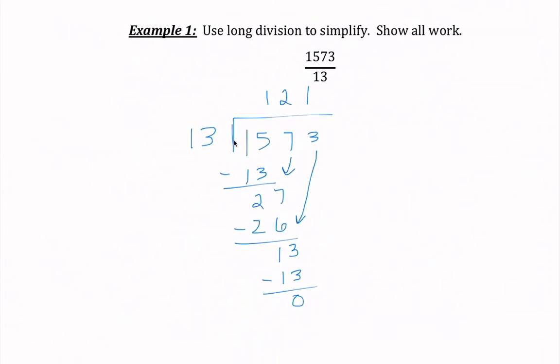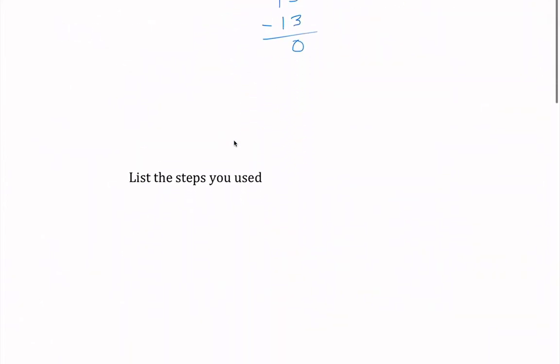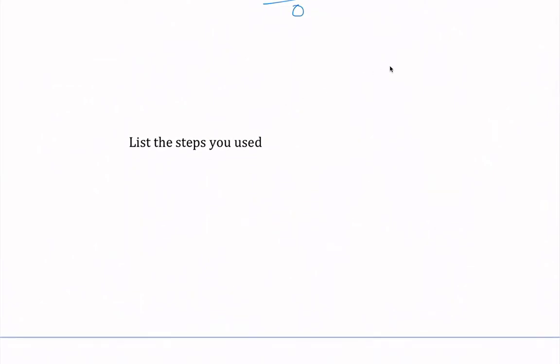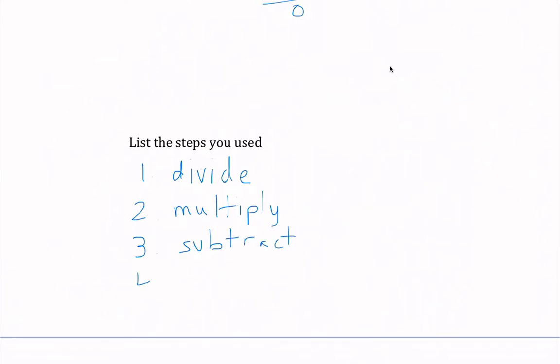All right, so what were the steps to that? I know the first thing we did is we divided. After we divided, we multiplied. Step 3 is we subtracted. Step 4, we drop down our next number. And step 5 is when we started to repeat that process all over again.